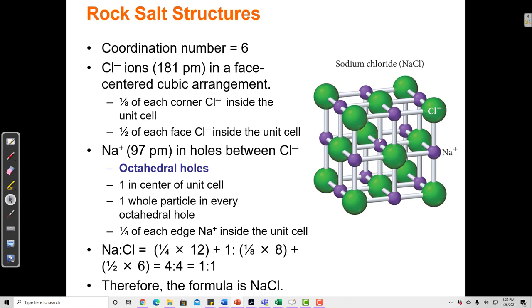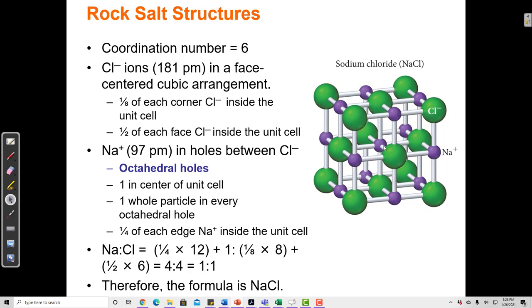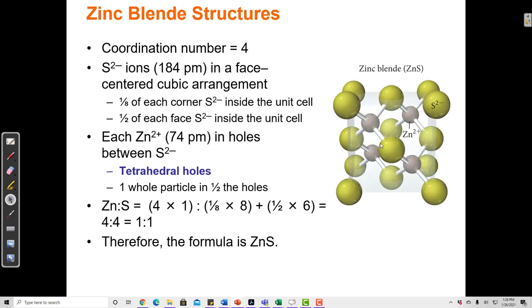So the hole that's left in the middle of a face-centered cubic of chlorides is called an octahedral hole, because if you look at this purple one right here, it's coordinated to 6 green ions, and that's an octahedral geometry. If we look at this purple one here, it's coordinated to 8 different atoms, and we call that a cubic geometry. So this is a cubic hole. A cubic hole, an octahedral hole.